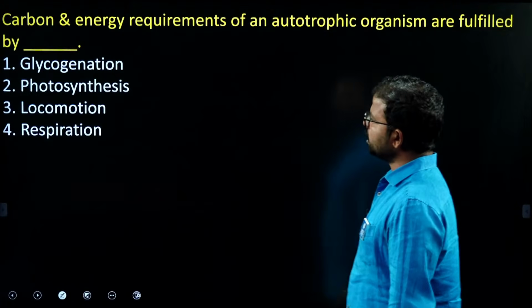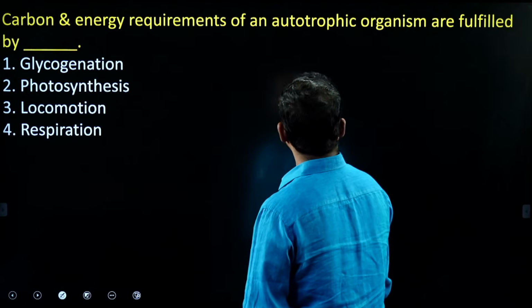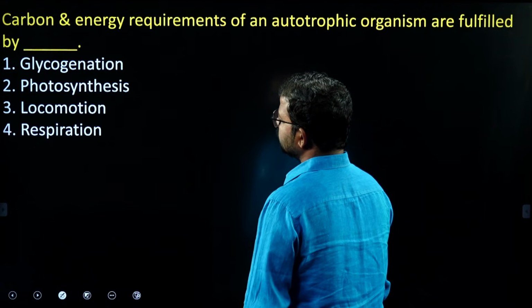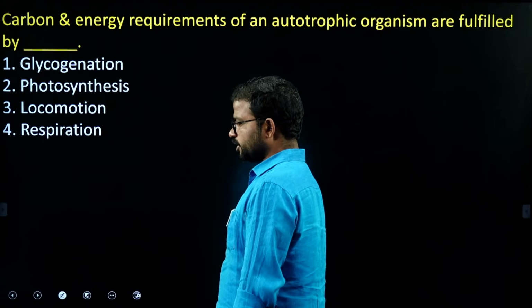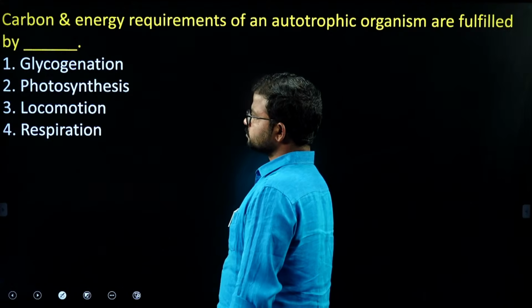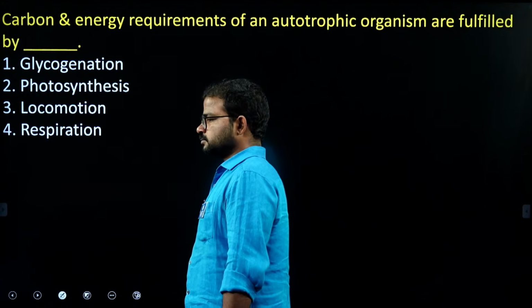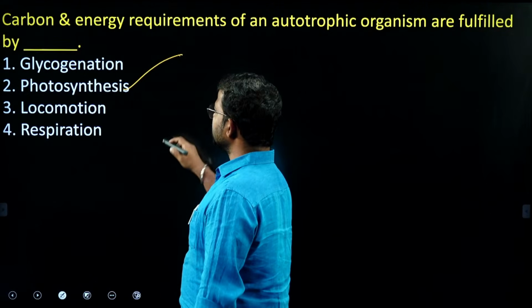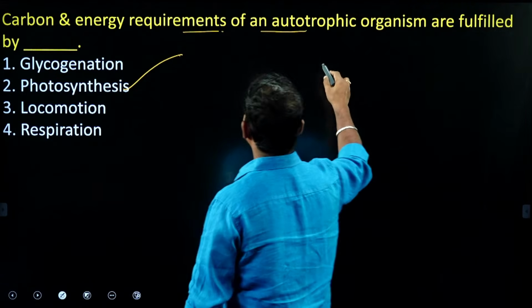Next question: carbon and energy requirements of an autotrophic organism are fulfilled by glycogenation, photosynthesis, locomotion, or respiration. Which is the correct one? Of course, option 2, photosynthesis.